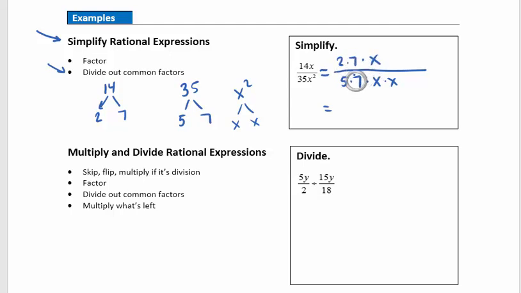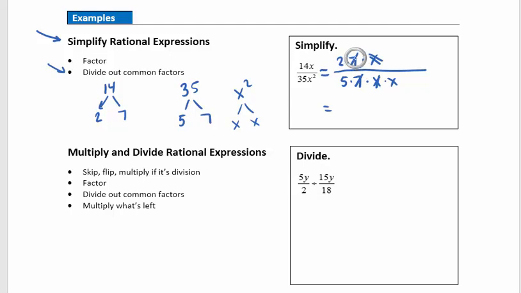Notice I have a 7 in common in both the numerator and denominator, so I could divide a 7 out there. And I also have a factor of x in common in the numerator and denominator, and I could divide that out there. Once I get done dividing out my common factors, all I have to do is multiply the factors that are left to get a simplified fraction. So you notice in the numerator here, I've got 2, and I've got this crossed out 7 and a crossed out x. Well, there's no such math operation here as cross out.